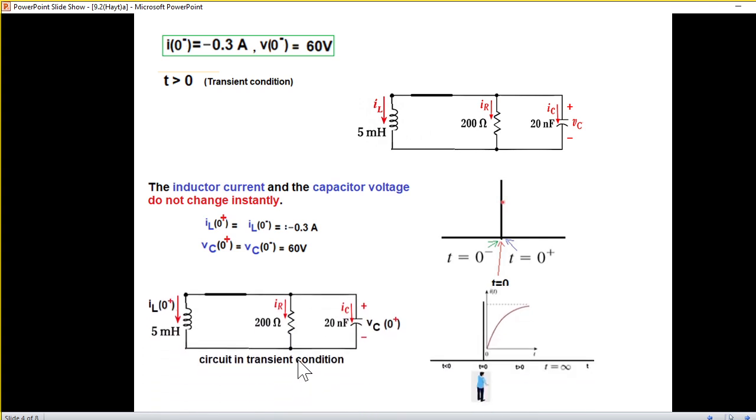The next thing is the circuit. Keep in mind that we are immediately after t greater than 0. So if you look at this diagram, immediately after t0, this is actually the transient period where the capacitor is charging. And in that period, we cannot make the inductor a short circuit or the capacitor an open circuit. So that is why I have written that the circuit is in transient condition, and so both of these items are present. Number 2 is the current has now become IL0 plus, and this voltage has now become VC0 plus because we are after t greater than 0.